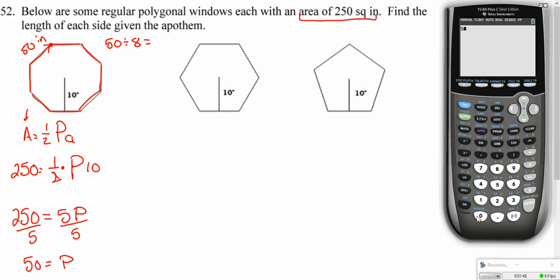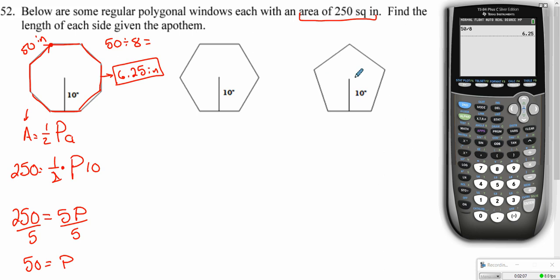So 50 divided by 8 is 6.25. So one side is 6.25 inches. That's for number 52, the first one.